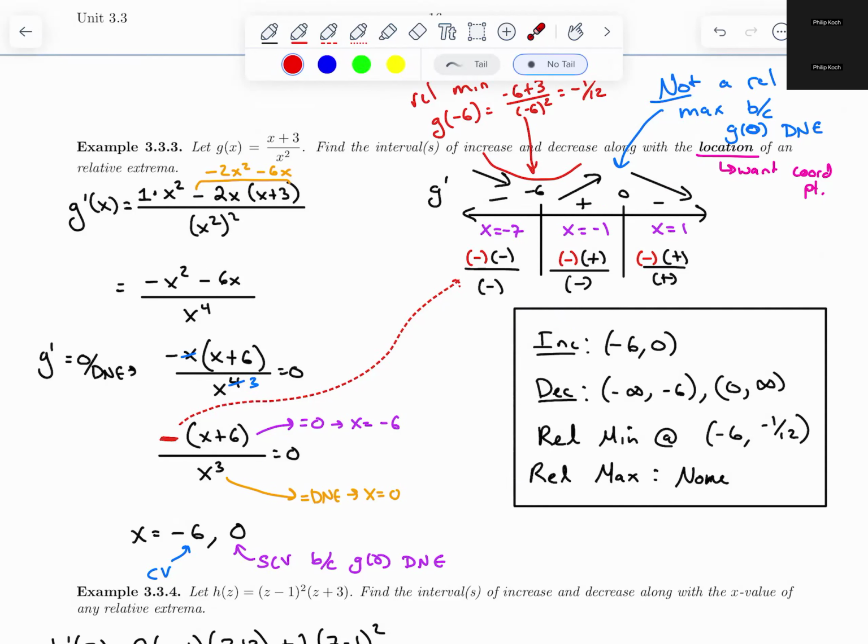So there's a point to finding semi-critical values, even if they don't give us any relative extrema. They give us the shape of the graph.